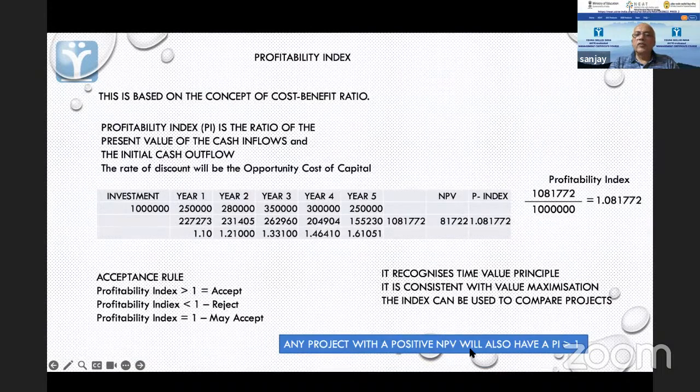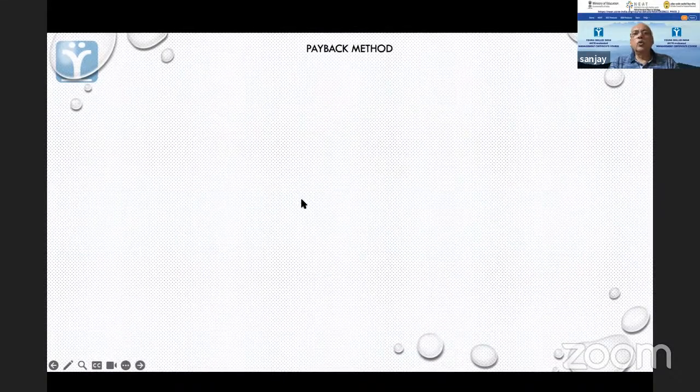Any project with a positive NPV will also have a profitability index which is greater than 1. You can see that here also. Just so that you don't miss the point, I've put it here again. So that's it. Now we go to a much simpler method, the payback method.